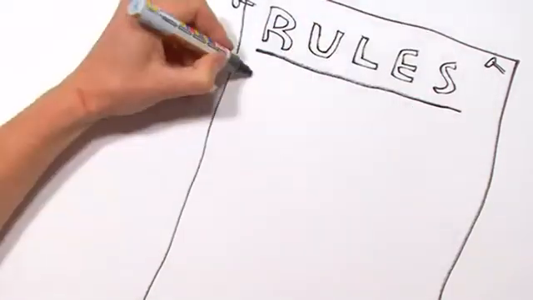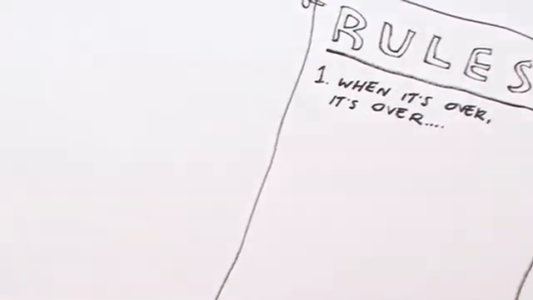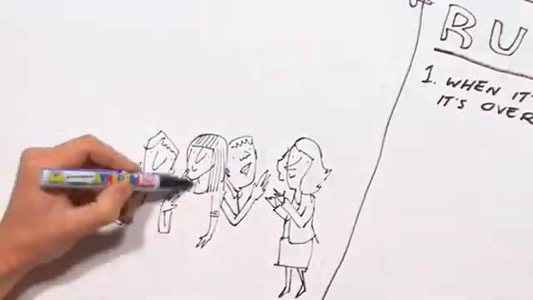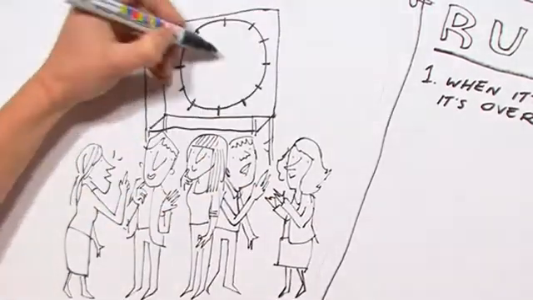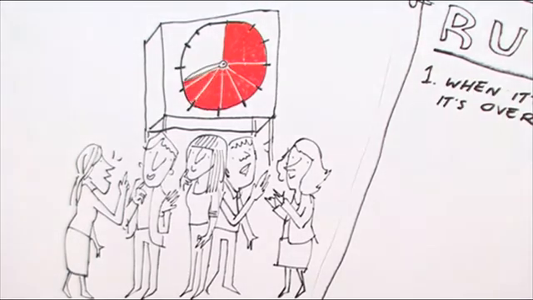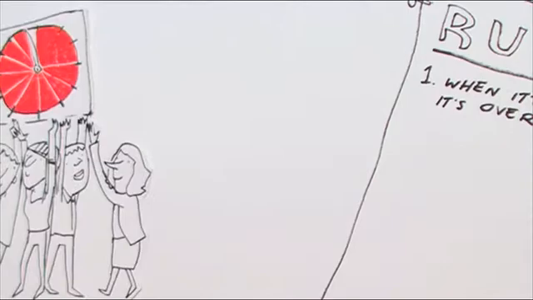In terms of rules, three rules. When it's over, it's over. This means that if you're having a really great conversation in a session, making great progress, and you don't want to stop at the appointed time, no one's going to make you. Just carry on. All you'll need to do is find a different space to continue the conversation in.